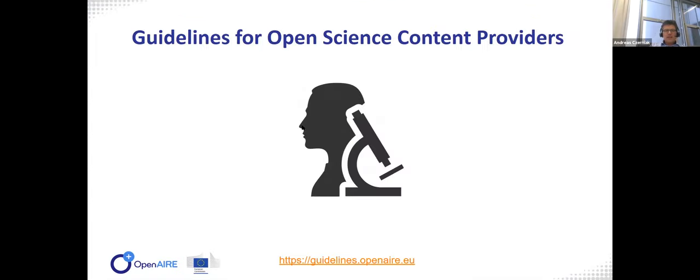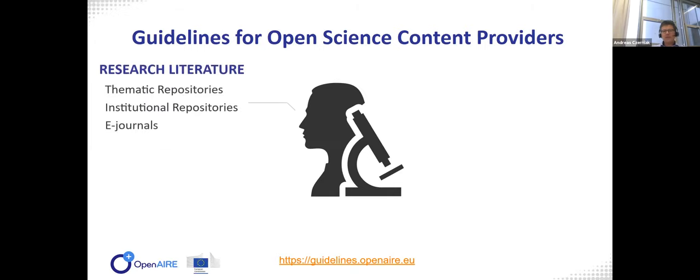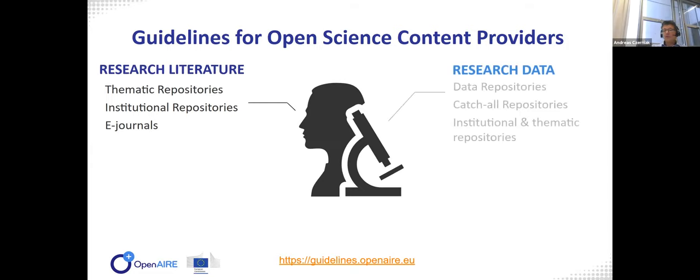We start with the fundamentals of the OpenAIRE guidelines. The guidelines have the researchers in the middle, and what the researchers have as output. From this point of view, the researchers have literature, published articles in thematic repositories, in institutional repositories, and can also publish in journals. The researcher has mostly all research data that can also be published today in data repositories, or so-called catch-all repositories, but also in their own institution and thematic repositories for specific fields.